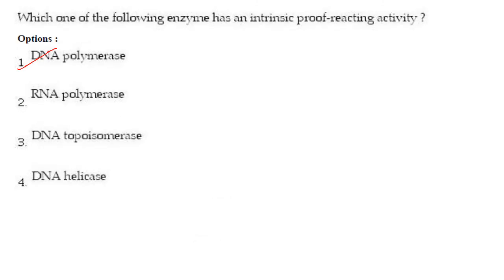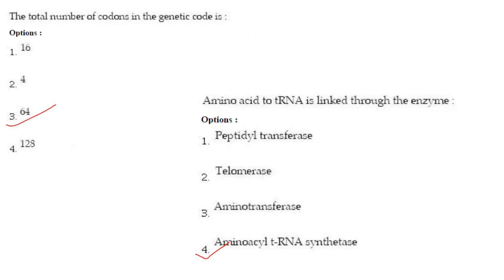Next one, which of the following enzyme has an intrinsic proofreading activity? Option 1, DNA polymerase, 2, RNA polymerase, 3, DNA topoisomerase, and 4, DNA helicase. Answer is option 1, DNA polymerase. Next one, the total number of codons in the genetic code is option 1, 16, 2, 4, 3, 64, 4, 128. Answer is option 3, 64.